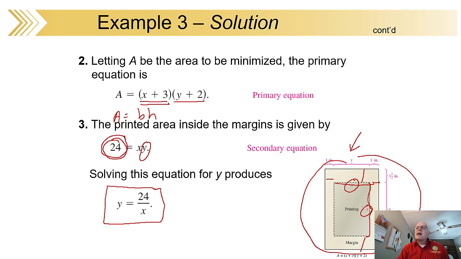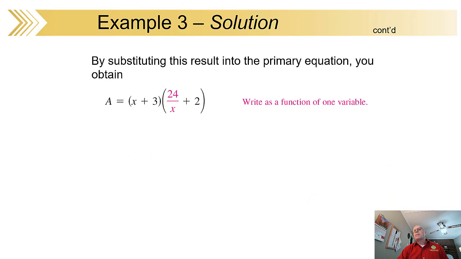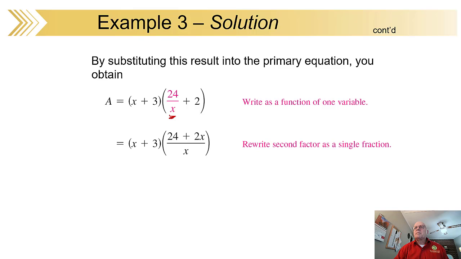And we'll substitute that back in the primary equation. This is what used to be y. So now we can multiply those. Rewrite the second factor as a single fraction. Remember, this 2 can be written as 2x over x, and that's where we get this part. And with an x in both denominators, we can add the 2 together. Take a second or two if you need to visualize that or to internalize that.